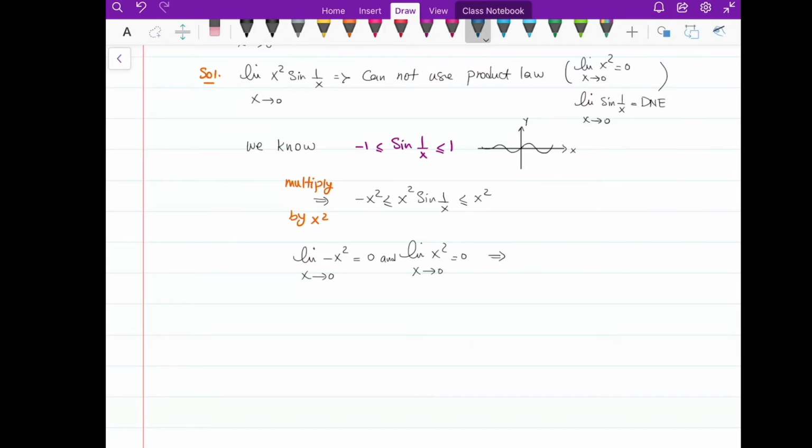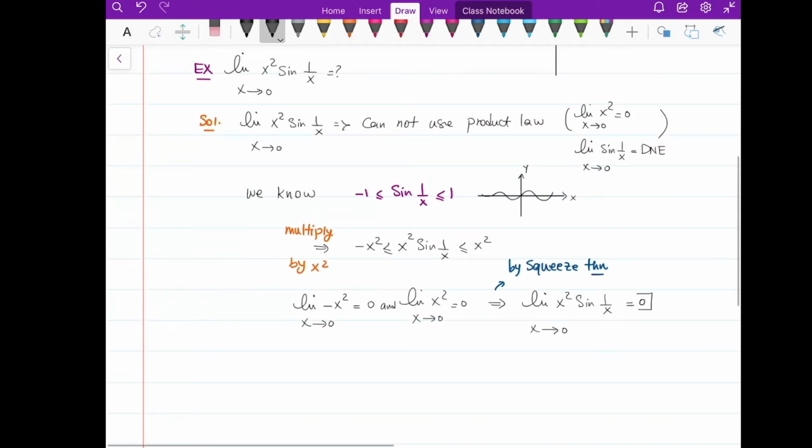So I can say by Squeeze theorem, I get that the limit of x squared sine of 1 over x as x goes to 0 is equal to 0. Okay, that's how I prove that this limit exists and it's equal to 0. Let's look at another example.